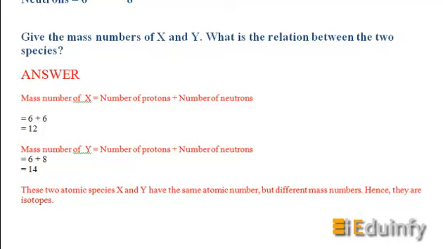In the X species, the mass number of X is number of protons plus number of neutrons. So 6 plus 6 is 12, and mass number of Y is 6 plus 8, which is 14. These two atomic species X and Y have same atomic number but different mass number.